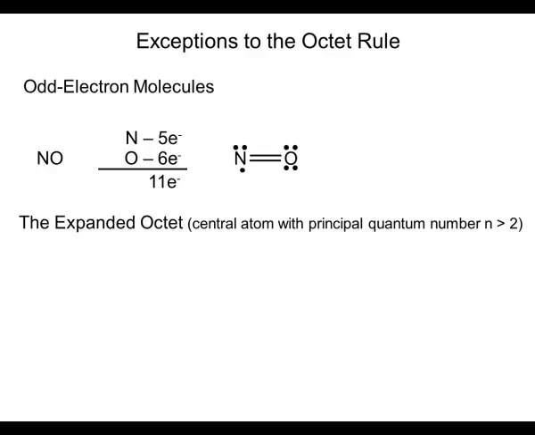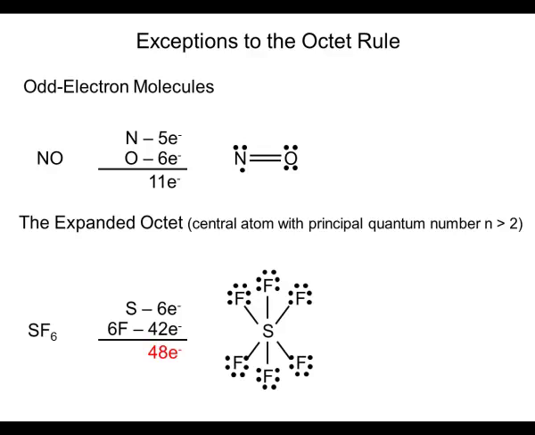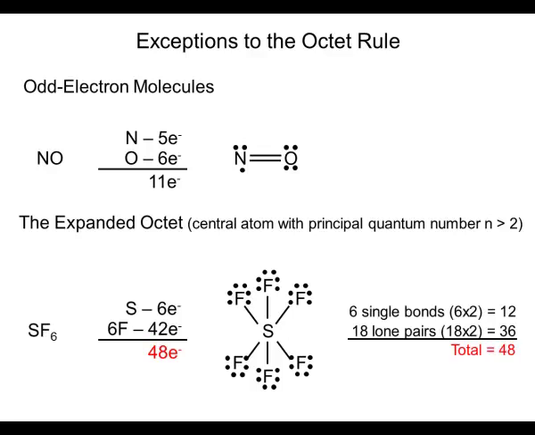The expanded octet, where the central atom's principal quantum number is greater than 2. Sulfur hexafluoride is an example. Sulfur has 6 electrons. 6 fluorines bring in 42 more electrons. If we attach them all, notice that the sulfur has more than the octet. The 6 single bonds account for 12 electrons.